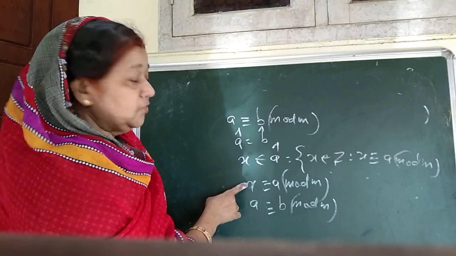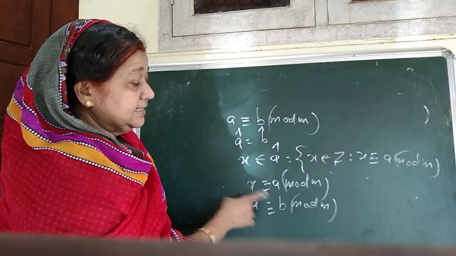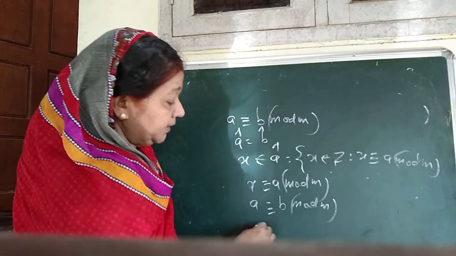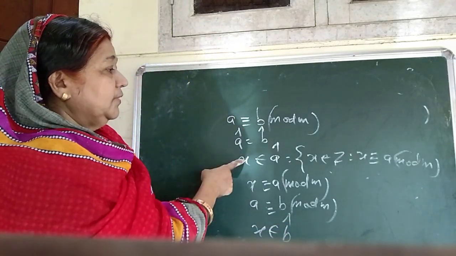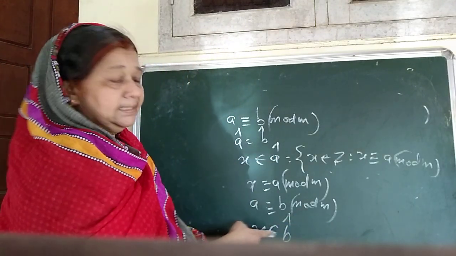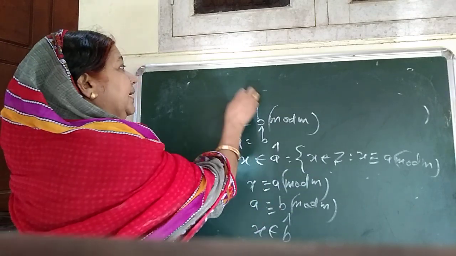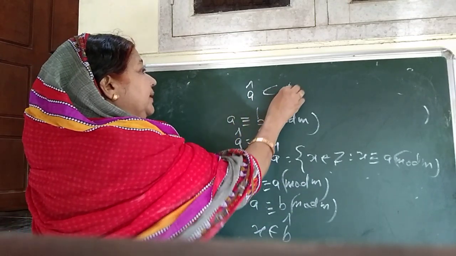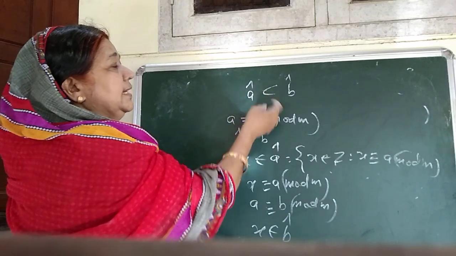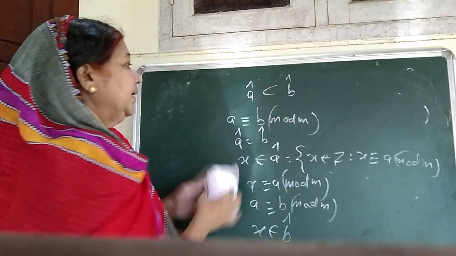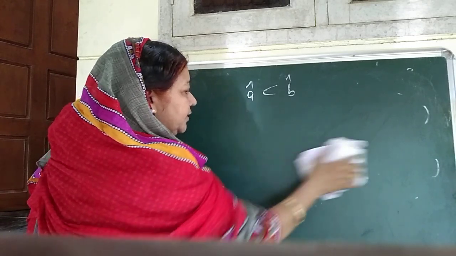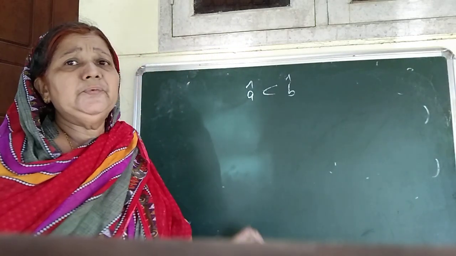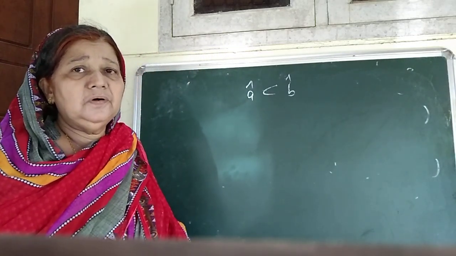Therefore, X is the set of all elements of Z such that X is congruent to B mod M. That means X is an element of B cap. Therefore, X element of A cap means X element of B cap. So, A cap is a subset of B cap. Similarly, we can see that B cap is a subset of A cap. Therefore, the set of all residues are disjoint and their union equals the set of all integers.